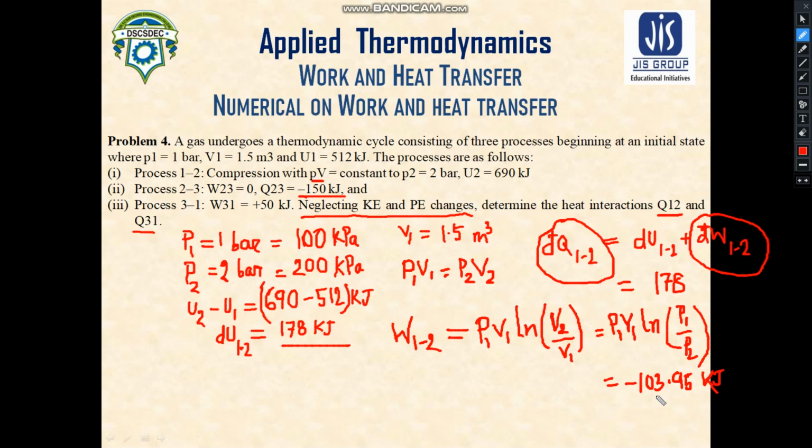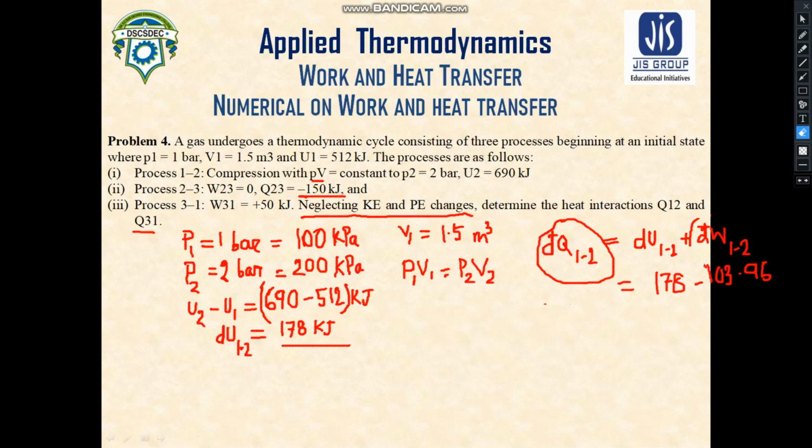Now since we have got this data, let me just clear these things so you can view it very clearly. So it will be 103.95. I'm just removing this part here. So ultimately you will get it.